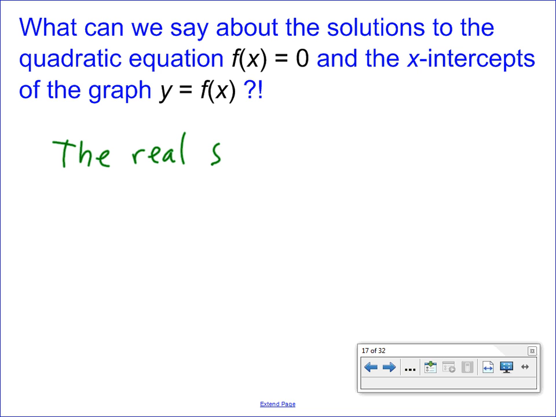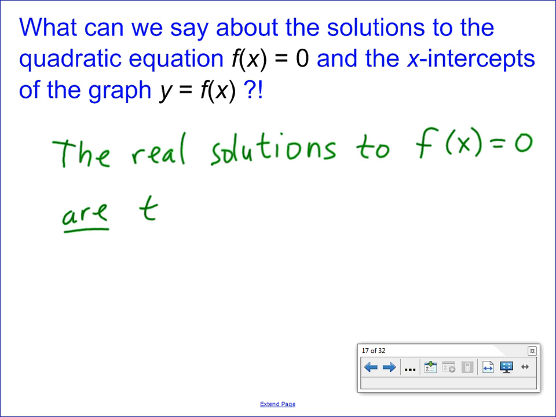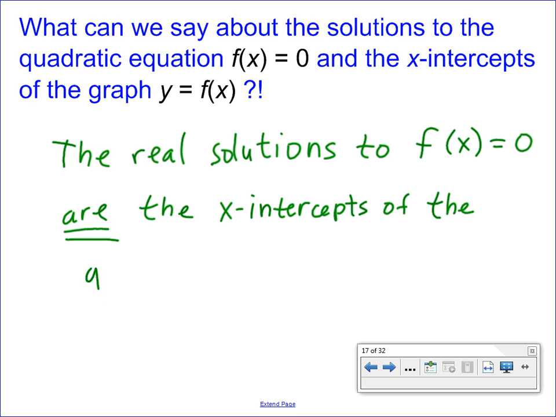And so the real solutions to the equation set equal to 0, double underline, are the x values of the x-intercepts of the graph y equals f of x. That's pretty sweet. And so the real solutions to a quadratic equation, or any equation f of x set equal to 0, are the x-coordinates of the x-intercepts on the graph.